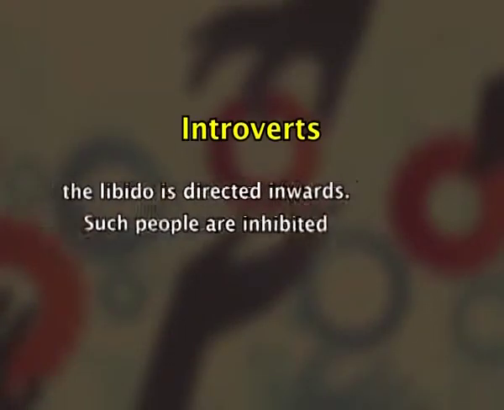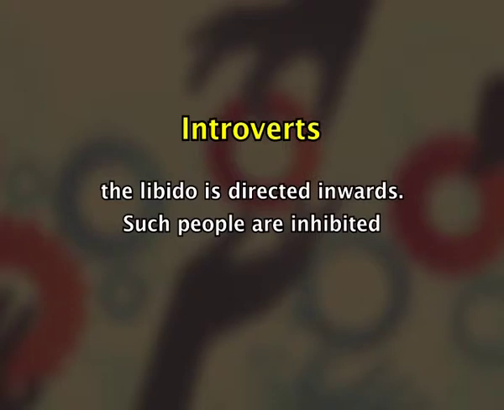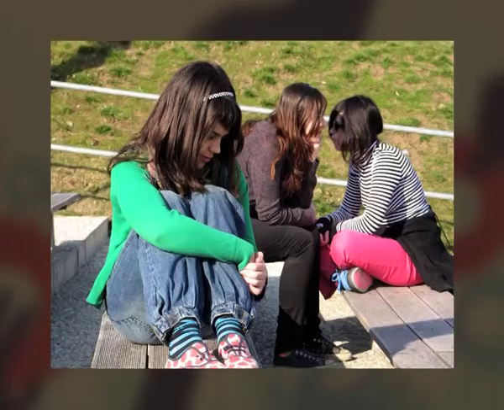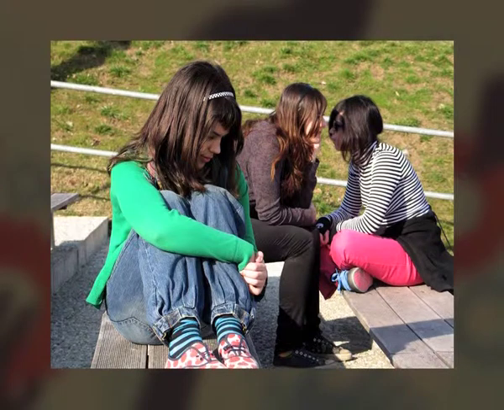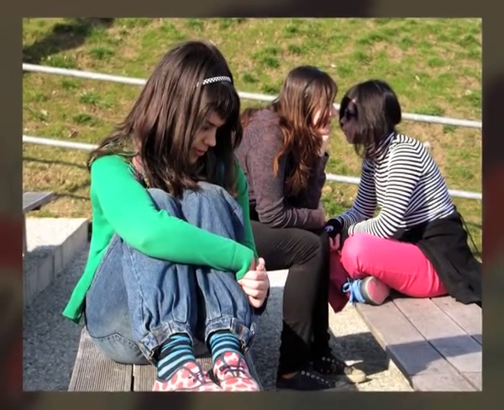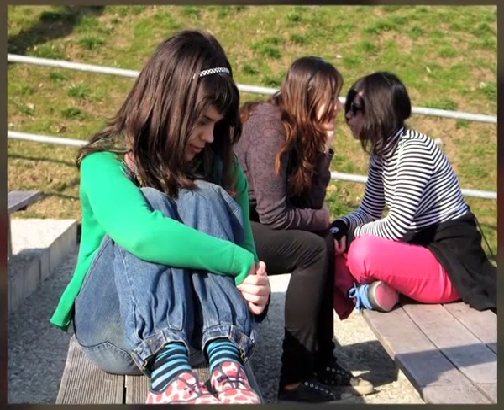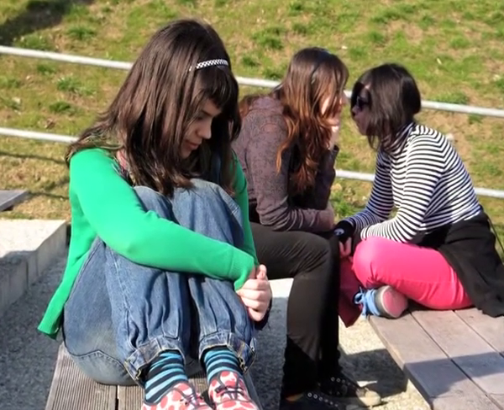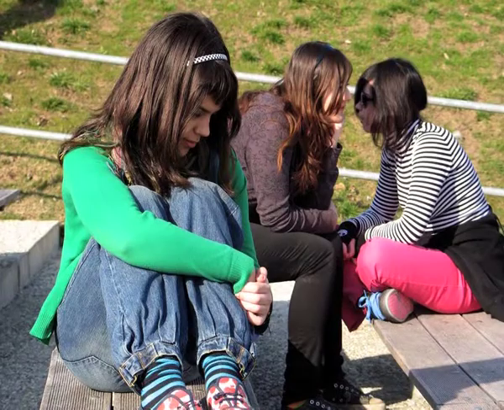Number 2, introverts. In introverts, the libido is directed inwards. Such people are inhibited in interpersonal relationships and stay absorbed in their own feelings, experiences, and consciousness. An introvert individual is shy, avoids people, and enjoys being alone. Scientists and philosophers may be termed as introverts.